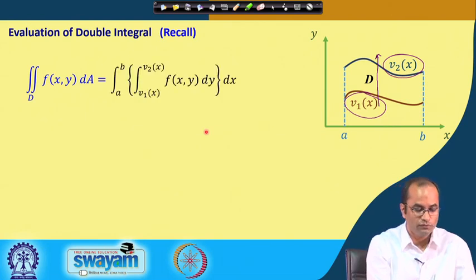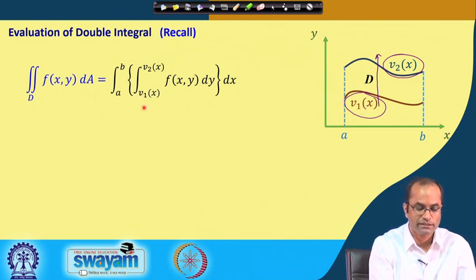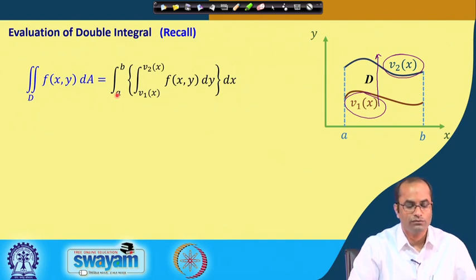In this case, this double integral will be first the inner one with respect to y, the limits, as I said, will be from v1(x) to v2(x), and at the end we can integrate this with respect to x, the limits will be from a to b.